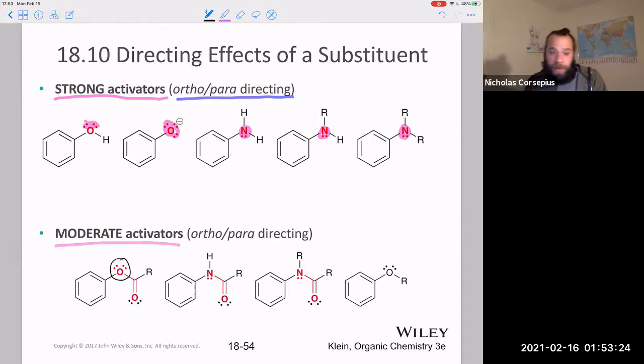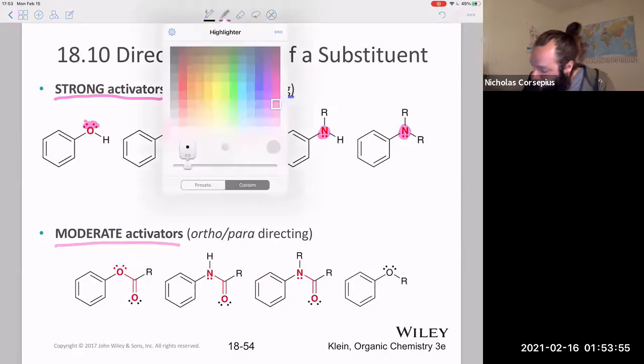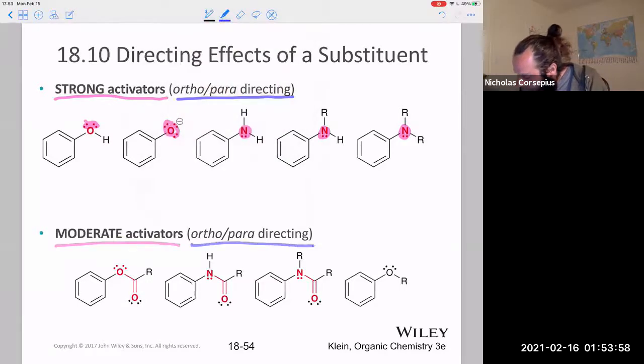a group here that's ready to donate electrons to the ring, but you also have these carbonyl groups here, and they have a little bit of a moderating effect on these substituents because, yes, you again have this resonance structure where you donate electrons to the ring, but you also have a resonance structure available where the electrons go in the exact opposite direction. Okay, so in that case, that's not doing anything. This particular resonance contributor isn't doing anything to increase the nucleophilicity of the ring. So that's why these aren't strong, but rather moderate, but they are still ortho-para directors.